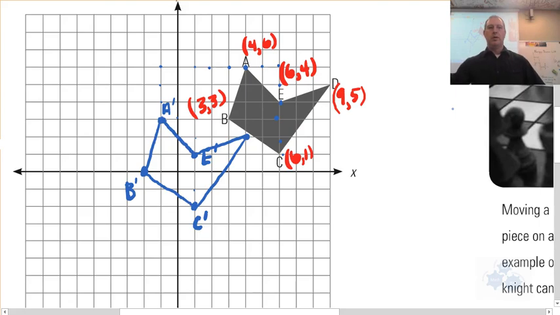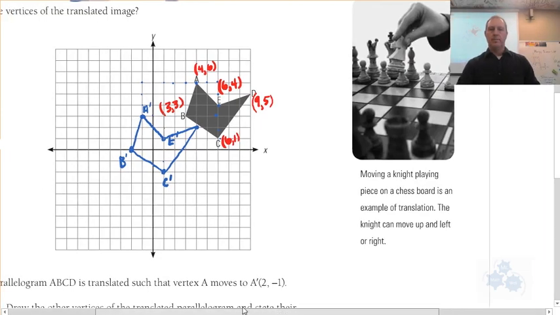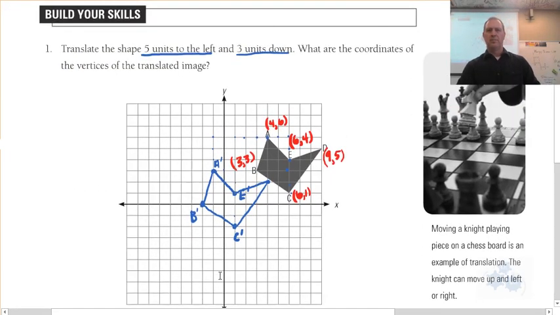Yeah, and your translated image should look something like that. Now it also says, what are the coordinates of the vertices? So vertices, if you're not sure what that term is, means the corners. So all of these letters here. On the side, list the coordinates for A prime and for B prime and so on. Do that when you're done drawing your shape.